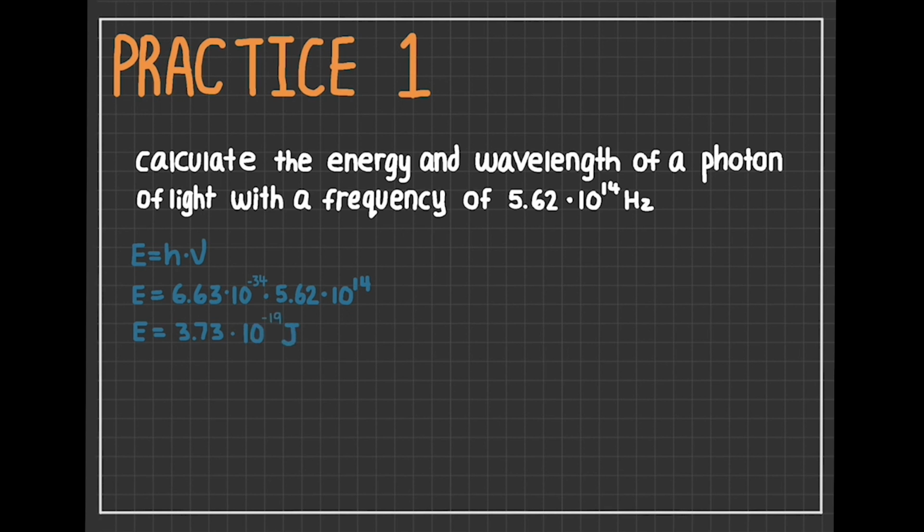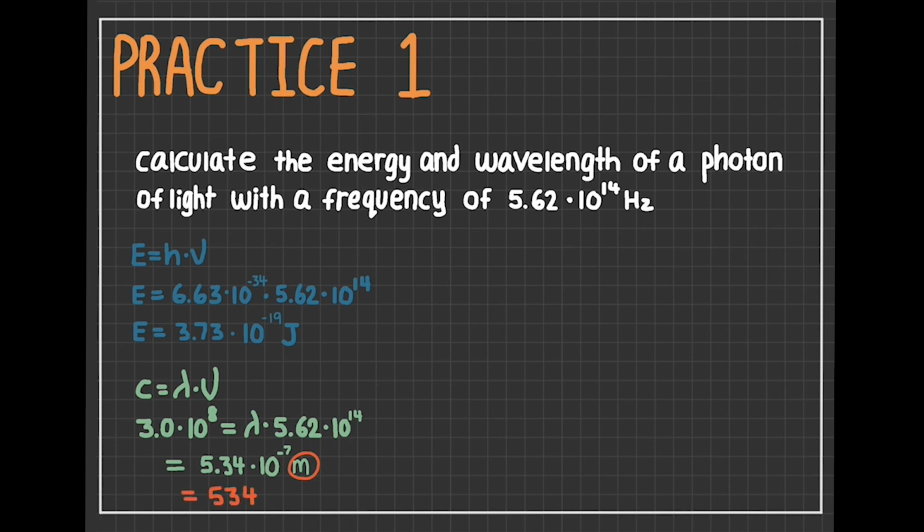joules. Then to find the wavelength, we can use the equation c, or the speed of light, equals wavelength times frequency. Again, substituting values, we can solve for wavelength and end up with 5.34 times 10 to the negative 7 meters. Note how this is meters. In order to convert to nanometers, we must multiply by 10 to the 9th and get 534 nanometers.